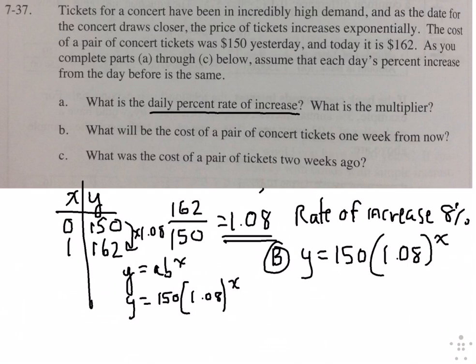Well, let's replace the x, and x is, in this case, 1 week from now, 8. So if I type that into my calculator, 150 times 1.08 raised to the 8th power, I get $277.64. Okay, so that's B.